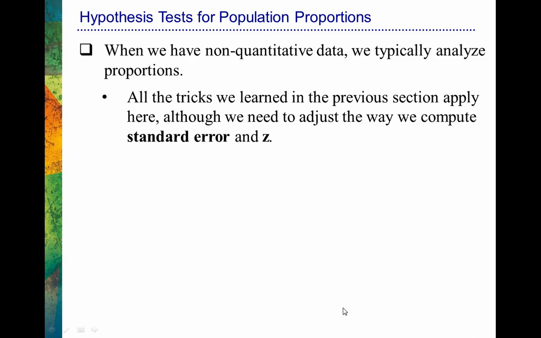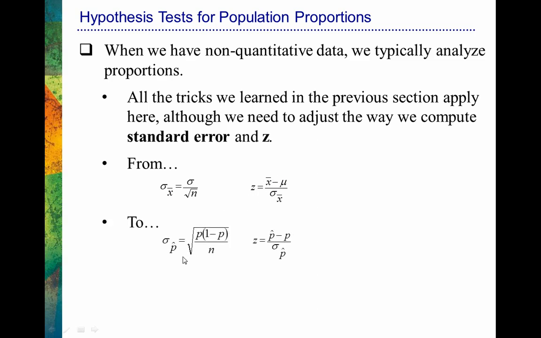All the tricks that we learned in the previous section apply here. As I'm mentioning right over here, we just have to adjust the formulas that we use for standard error and for Z. Previously we computed standard error of the mean using this formula, and then we computed Z to transform a sample mean into a Z-score. Now we're going to compute standard error of the proportion, which is just like standard error of the mean. It will tell us on average how close the sample proportions come to the true population proportion. So it's telling us how much error to expect from one sample proportion to the next.